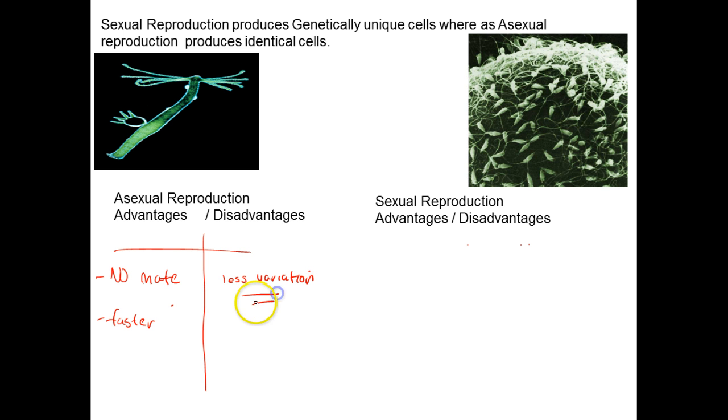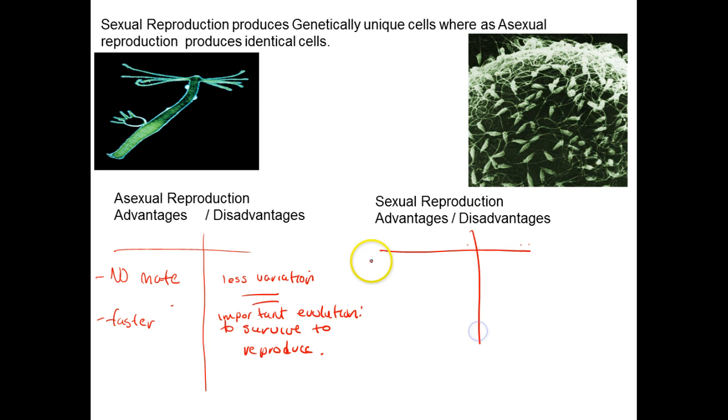and variation is really important, and this is important to evolution. And when we talk about evolution, we mean in terms of to survive, to reproduce. Okay, so that's important. In sexual reproduction, advantages is key is variation. Okay, the more varied you are, the greater survival rate.